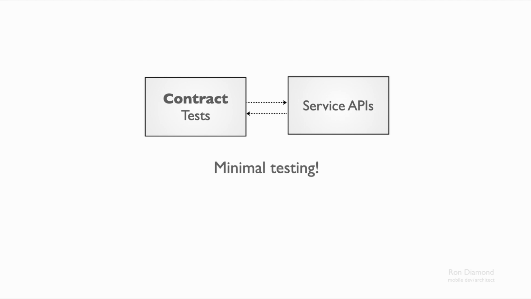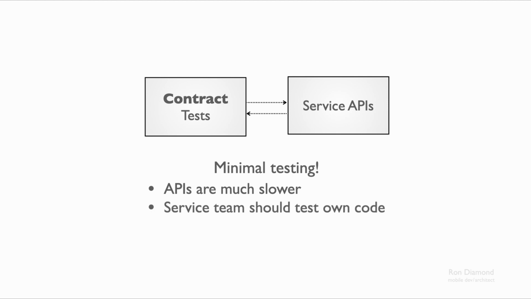Now, we don't want to test those services comprehensively for two reasons. First, compared to pure logic running on the CPU, service calls are much slower. We don't want too many of those to slow down our test suite as a whole. And also, we shouldn't need to do much testing of services. In order to scale our development effort, we have to assume the team who developed the service is doing proper testing of the code they wrote, which is, after all, just another application. So minimal testing there, just to make sure nothing's obviously broken.